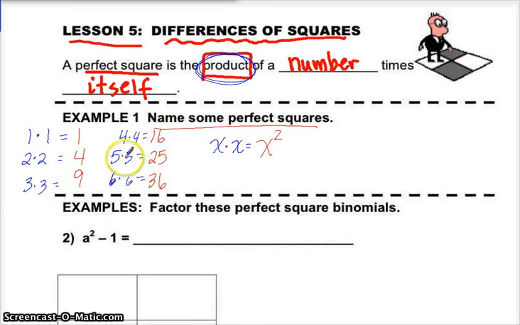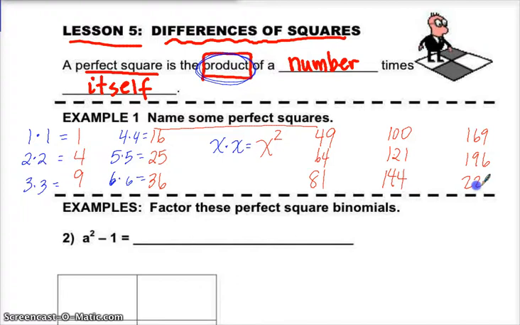So 4 squared is 16, 5 squared is 25, 6 squared is 36, 7 squared is 49, 8 times 8 is 64, 9 times 9 is 81, 10 times 10 is 100, 11 times 11 is 121. These are all the perfect squares here. 12 times 12, sorry, is 144. 13 squared is 169, 14 squared is 196, 15 squared is 225.